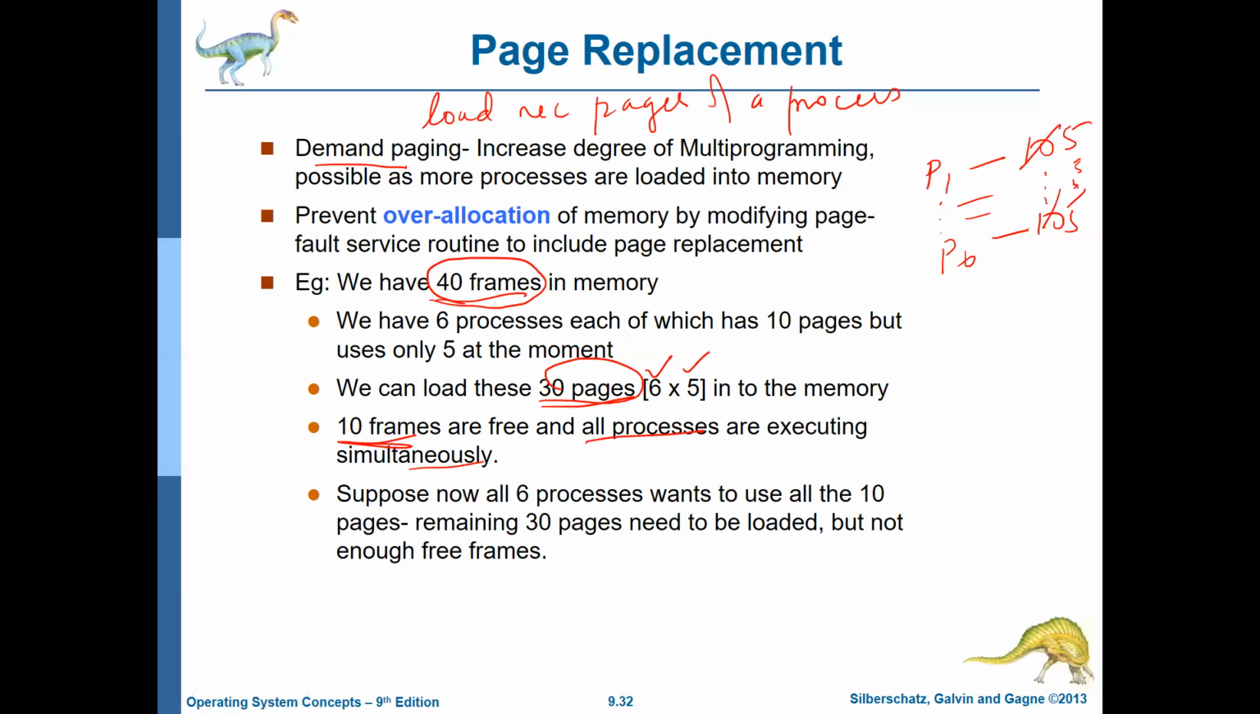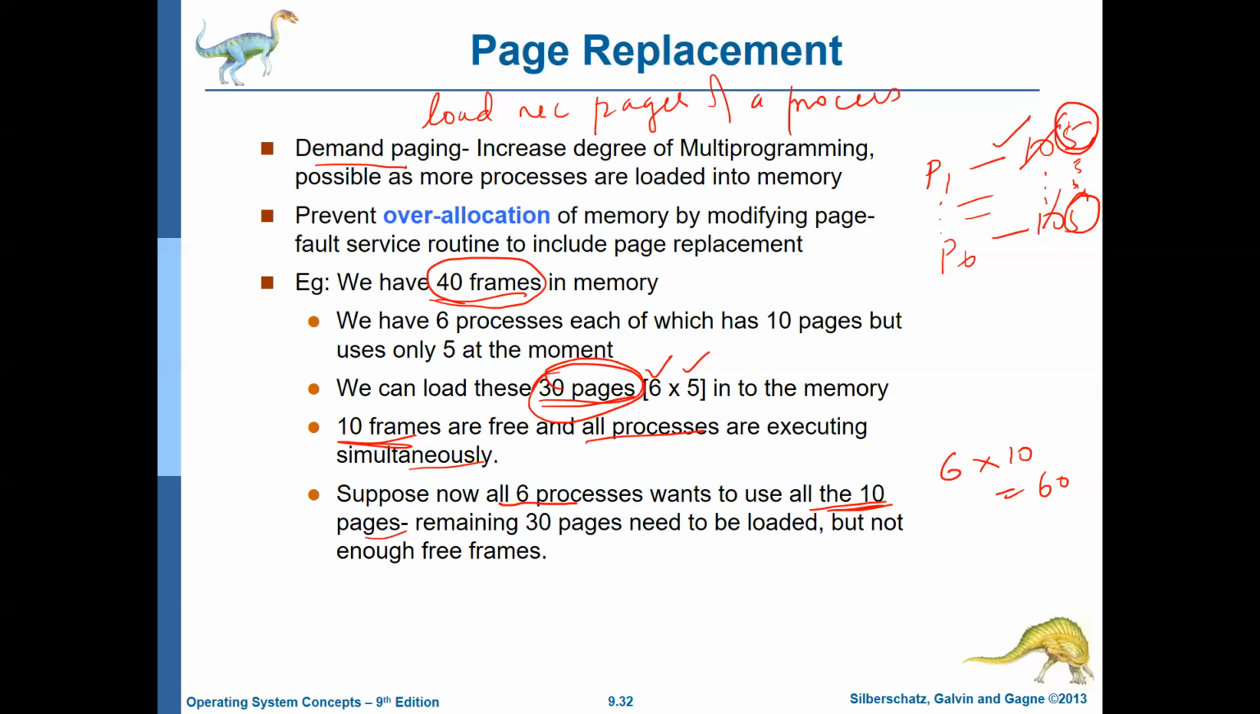But suppose now a situation comes where all the 6 processes want to use all the 10 pages. Currently, what we talked about earlier was we are using only 5 of them, so that is how it concluded up to 30. But now I'm saying each wants to use all 10 of them. So that is how much we require: 6 into 10, that is, we need 60 pages at the same time. So all the 6 processes want to use all the 10 pages.